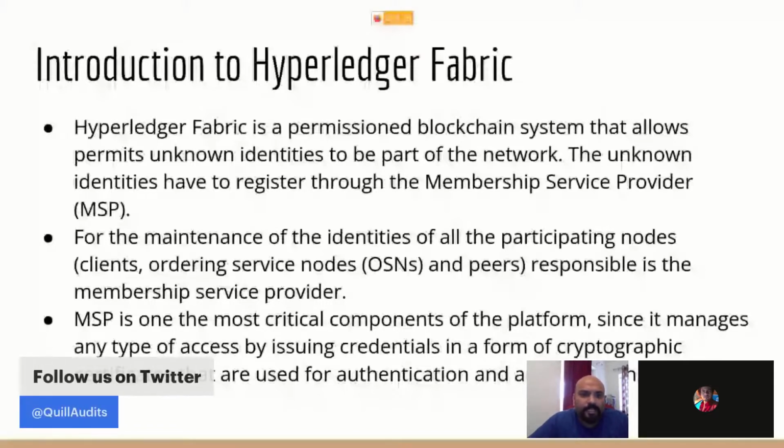So, Fabric is a permissioned system. The identities are registered through a module called the Membership Service Provider, and identities of participating nodes are also maintained by it. For managing consensus, there is a particular module known as the Ordering Service Node. The Membership Service Provider is one of the very critical components in the platform. It manages access by issuing credentials in the form of cryptographic certificates for authentication and authorization.